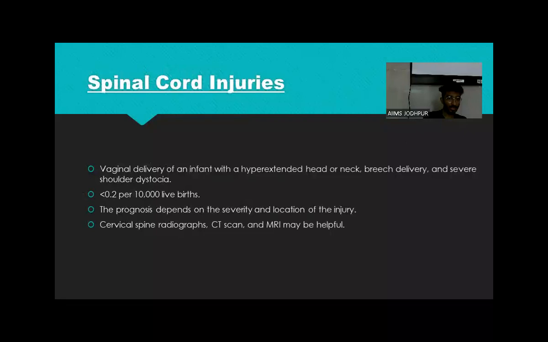Now, spinal cord injuries are also very rare. They are mostly seen in vaginal delivery of an infant with a hyperextended head or neck, in breech delivery, and in severe dystocia with macrosomia. It is very uncommon, seen in less than 0.2% of 10,000 live births. The prognosis depends mainly on the severity and location of the injury.